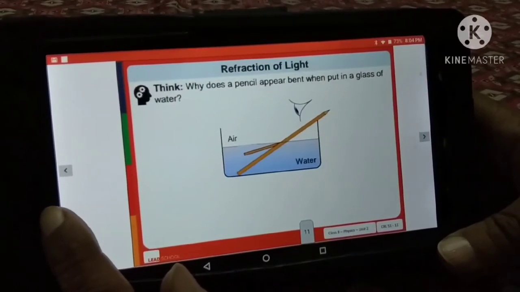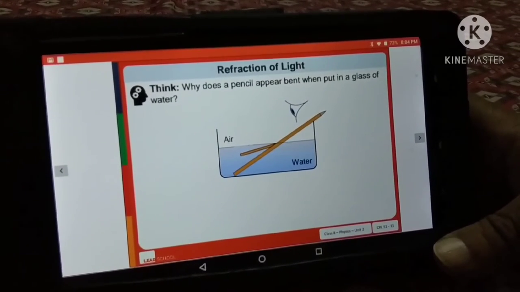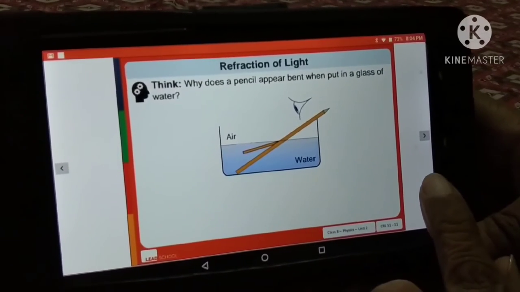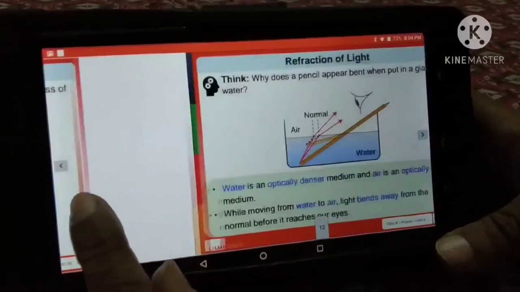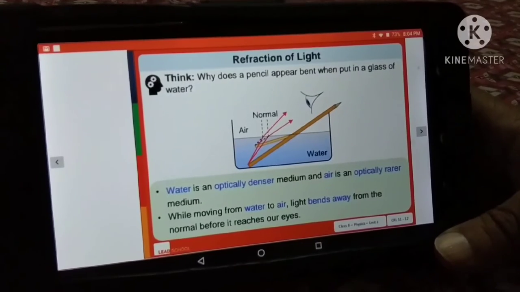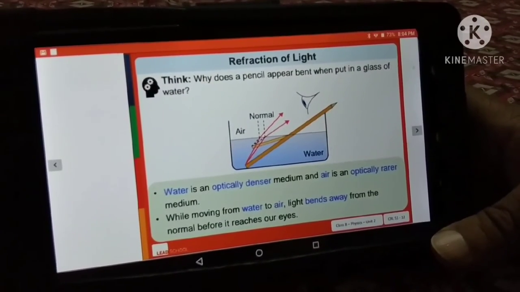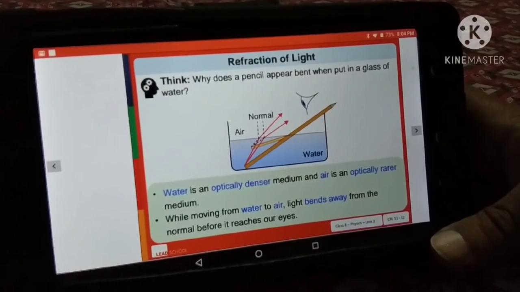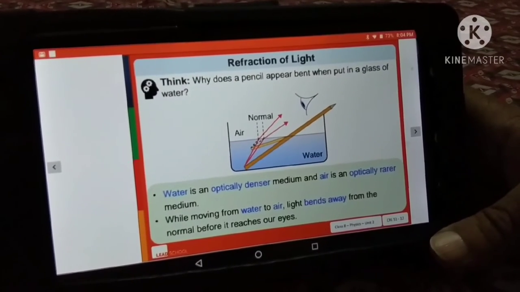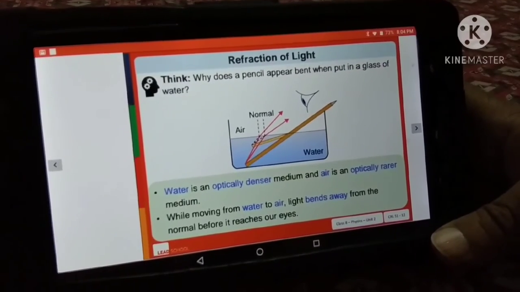Why does a pencil appear bent when put in glass of water? Can you tell about it? The answer is, water is an optically denser medium and air is an optically rarer medium. While moving from water to air, light bends away from the normal before it reaches our eyes.